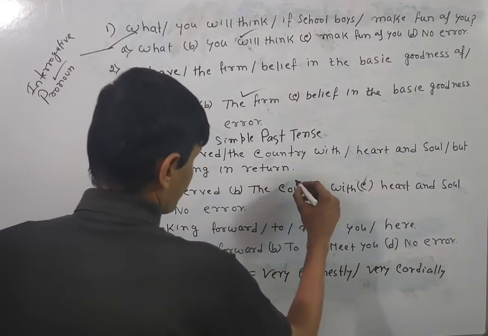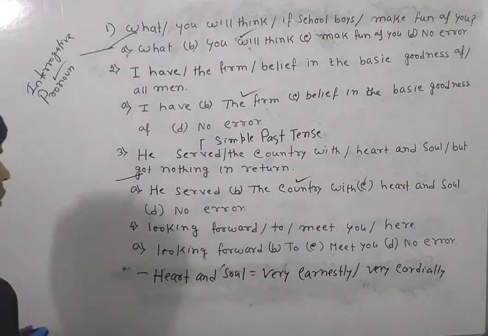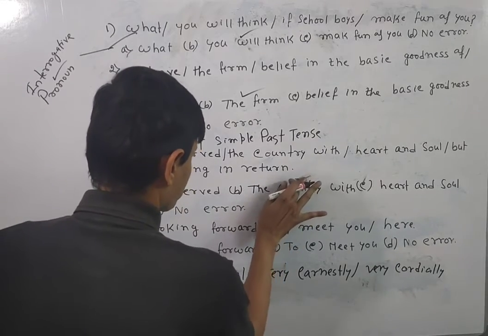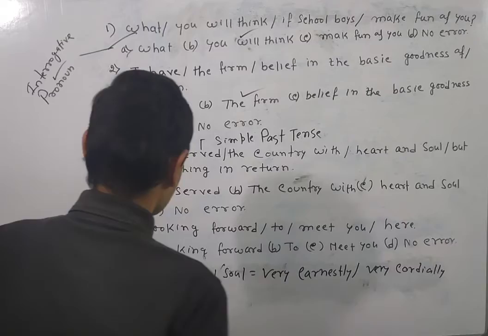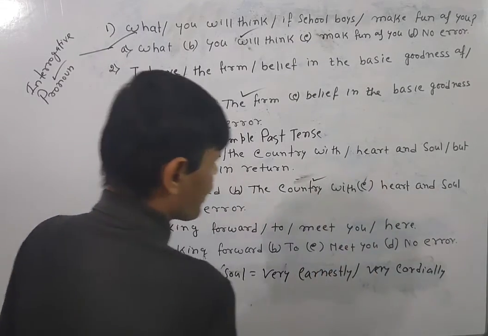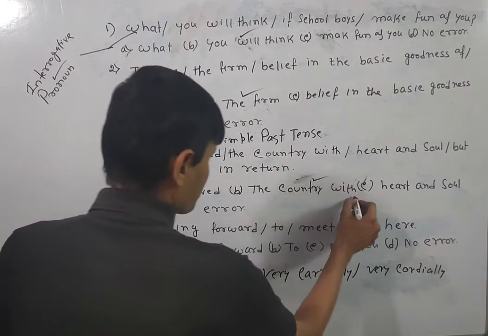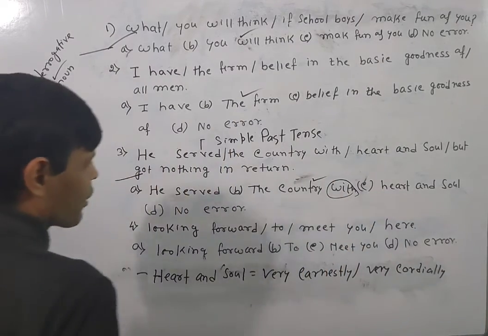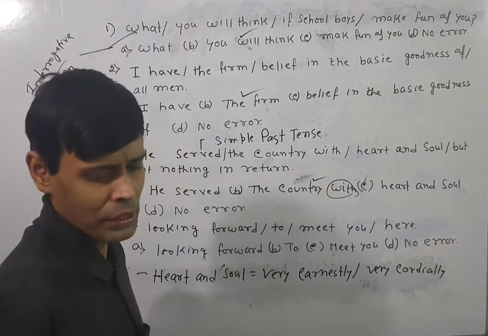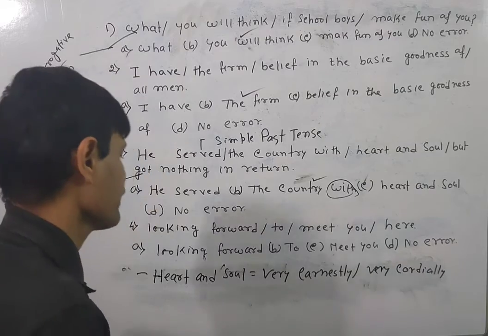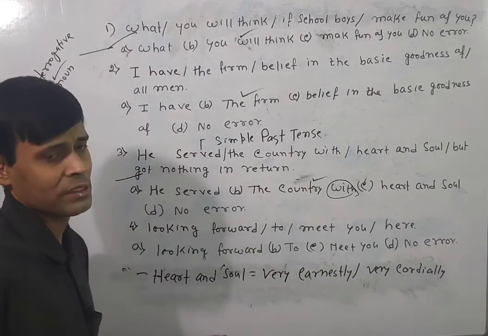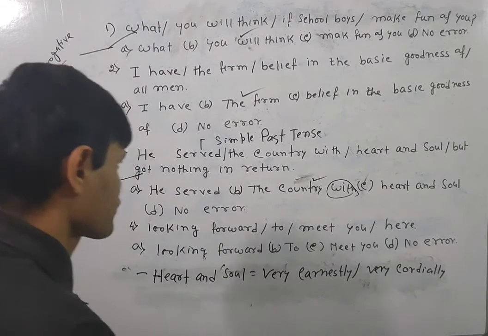You have to chalk out this option. Not the country, sorry. You have to chalk out option B, the country with heart. Here is the mistake. There is no mistake in heart and soul, but in the application of with. You cannot say that the country is a mistake, but this is the main mistake, with. We cannot write with before that, as it is generally used without a preposition, because it functions as an adjectival phrase.